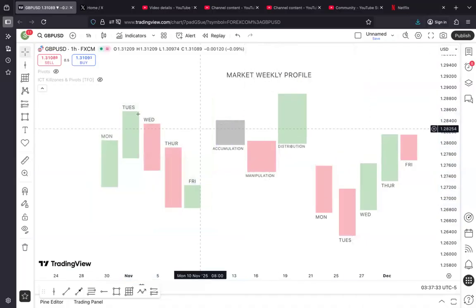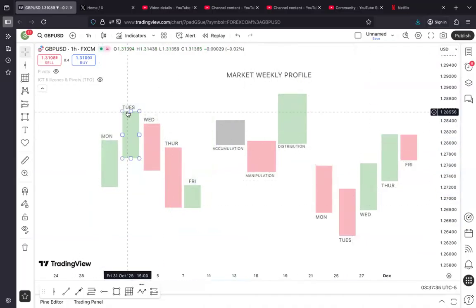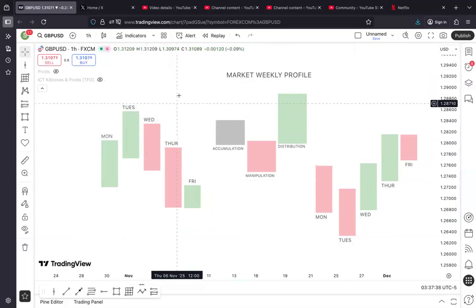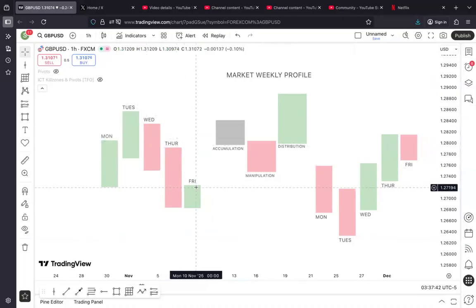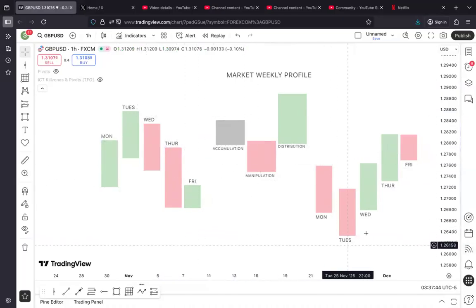This on my left here is the bearish scenario. So we have Monday's candle. Consider these candles as daily candles. So this is Monday's candle, Tuesday, Wednesday, Thursday, Friday, and of course, Monday, Tuesday, Wednesday, Thursday, Friday.